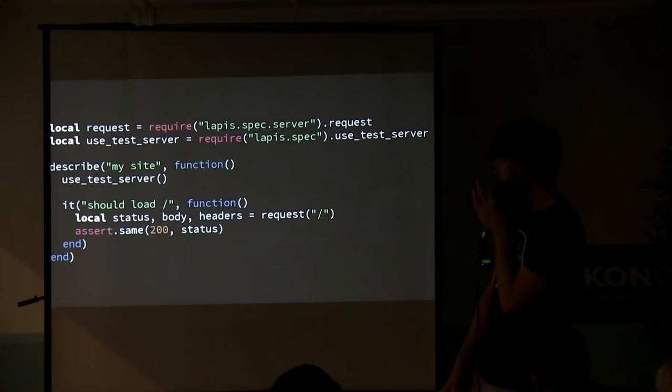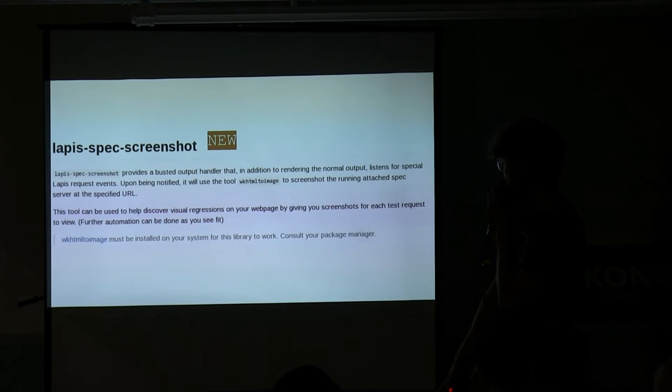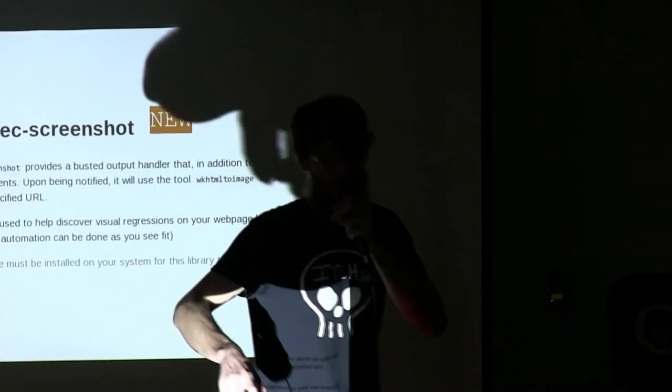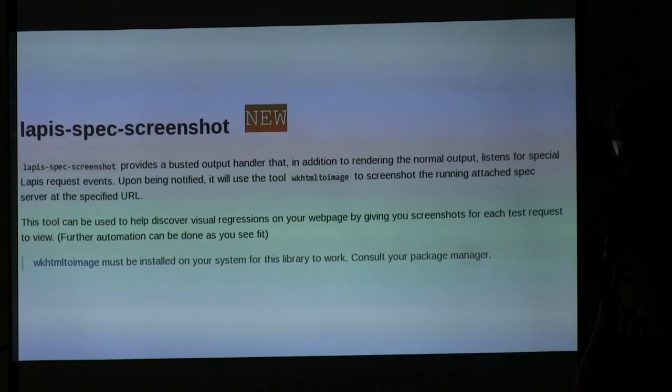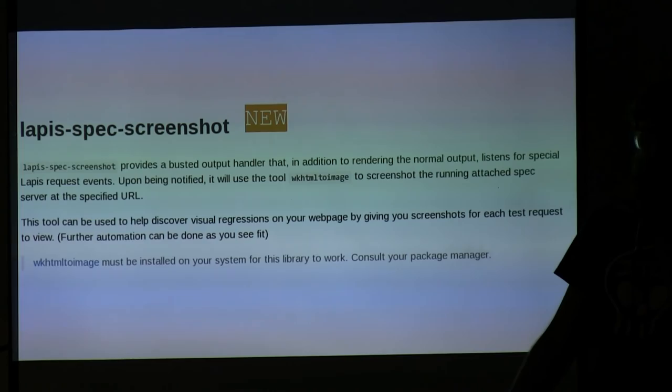like this. So I'm releasing a bunch of code as part of this talk that I've been holding on to for a while. I've been meaning to make modules. Lapis spec screenshot provides an output handler that you can use to take a screenshot of what's being rendered. There's this tool called wkhtmltoimage that essentially you give it a URL and it spits back a PNG. So what if we just made something that whenever the test got a 200 status code HTML page, just turned it into a PNG.